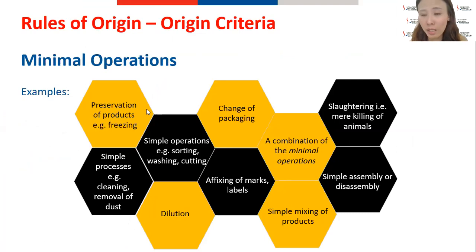In the context of FTA, simple can be understood by not requiring special skill or machinery in the production process. It generally describes activities which need neither special skill nor special machines or equipment to carry out the activities. As such, I will strongly advise you to refer to the minimum operations and processes listed in the specific FTA for more information.